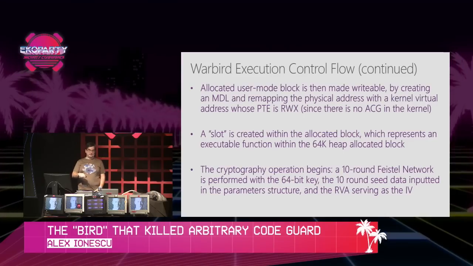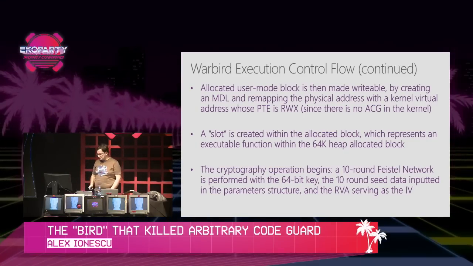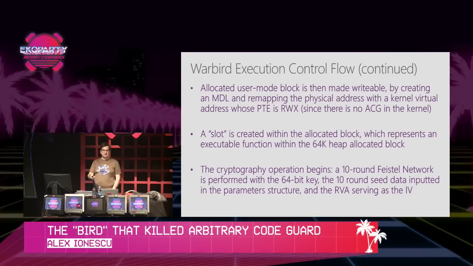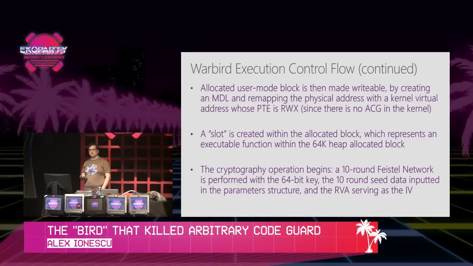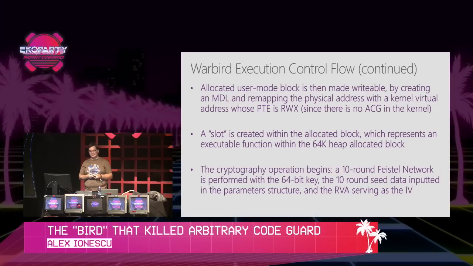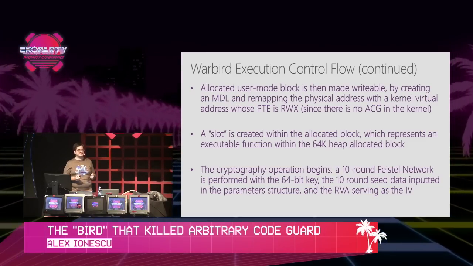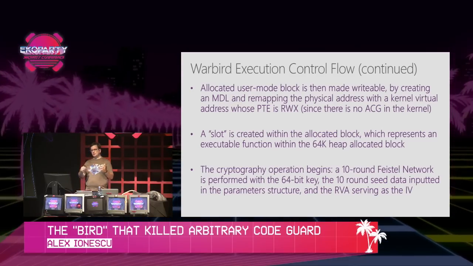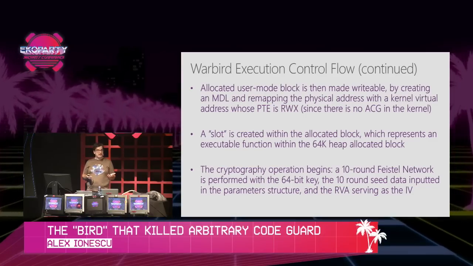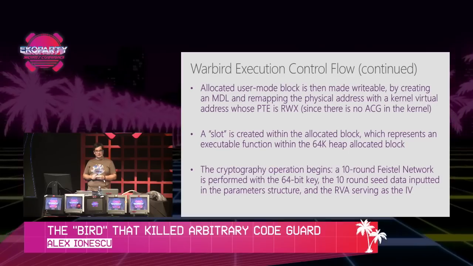Then you have some cryptography that happens. At this point, because Warbird is meant to be used with encrypted code, it takes as input a 64-bit key, an initialization vector, and 10 seed values for 10 rounds. Because Warbird's encryption is what we call a Feistel network or Feistel cipher. And this is a pretty old kind of encryption technology, used for DES. If you remember DES from the 90s and 80s, it used a type of Feistel network as well.